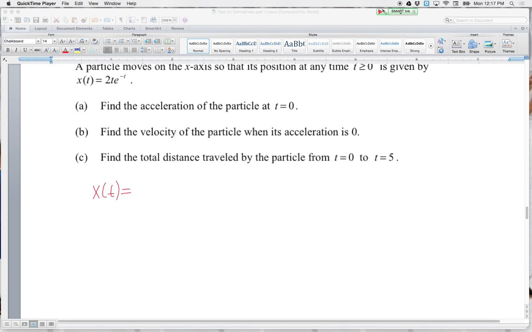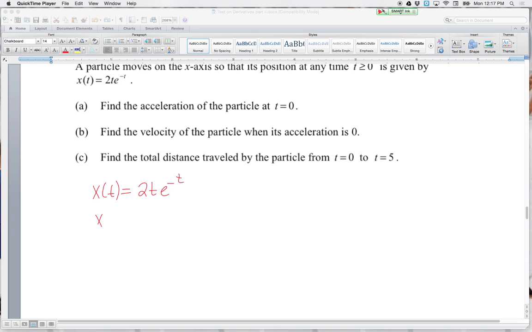So you got x of t is equal to 2t e to the negative t. Okay? I want to find acceleration. Ready? How are we going to find acceleration? Find the first derivative first and then do what? Second derivative. So let me walk you through this and tell you how you're going to gain some points, because this part A is worth 3 points.